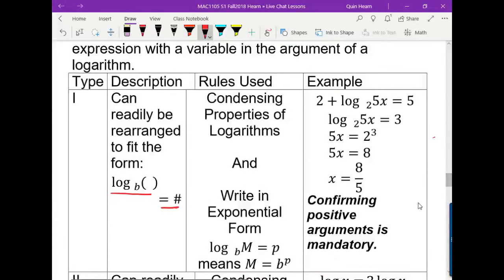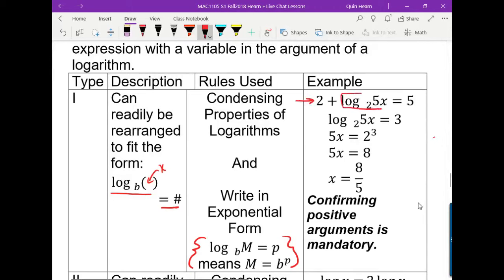So let's look at an example here of when you have a log equal to a number. Remember, you might have to rearrange to get to the point where you have a log equal to a number, but once you do, all you have to do is use the definition of a logarithm, or in other words, converting the log to exponential form to solve the equation. By the way, what tells you it's a logarithmic equation is that you have an x inside of the argument. So here's an example of a logarithmic equation.